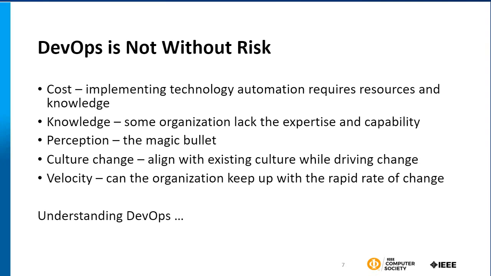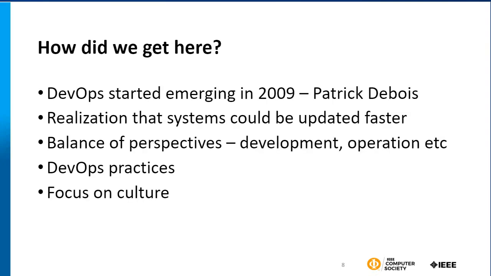So if you really want to understand DevOps, how did we get here? DevOps is a new term. It came into play in 2009. Patrick Debois and some other smart people were in conferences, and they had the realization that systems could be updated faster, and they proposed this balance of perspectives that I mentioned earlier between developers who want to move fast and operations who want to be careful. And so the DevOps movement was really understanding that there are these different perspectives, and as I said before, include all the right stakeholders.